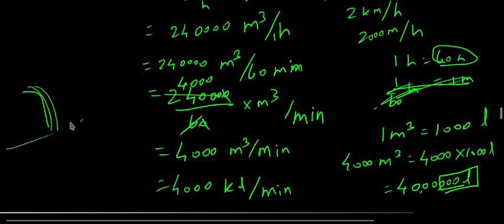This is sea. This is the river. From the river, this much water is falling into the sea. So in 1 minute 4,000 kiloliters of water will fall into the sea.